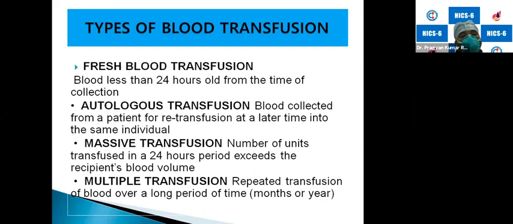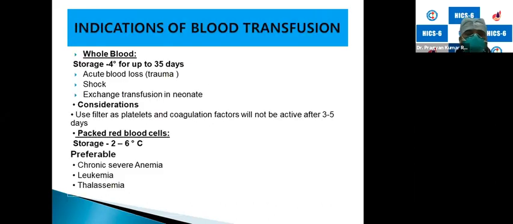Massive transfusion is when the number of units transfused in a 24 hour period exceeds the recipient's blood volume, roughly more than 5 liters. Multiple transfusions is when there is repeated transfusion of blood over a long period of time. Whole blood can be stored at 4 degrees for up to 35 days. The main indications are acute blood loss, shock, and exchange transfusion in neonates. But we need to understand that platelets and coagulation factors cause a lot of side effects in these patients. So usually we should use a filter whenever possible in whole blood transfusion.